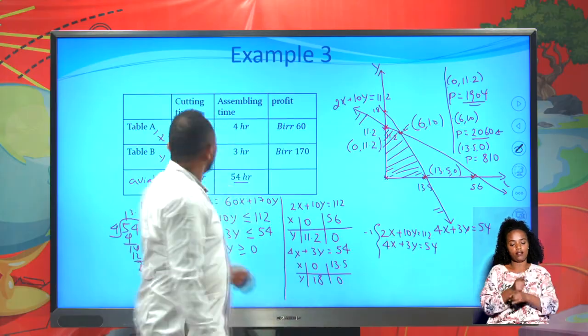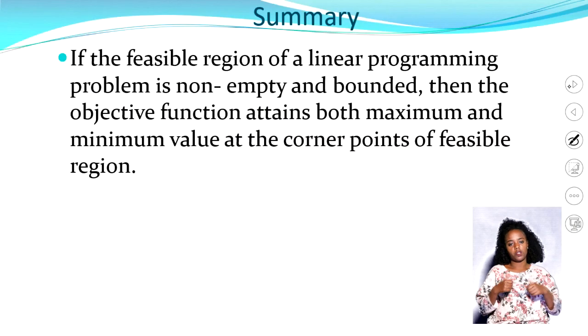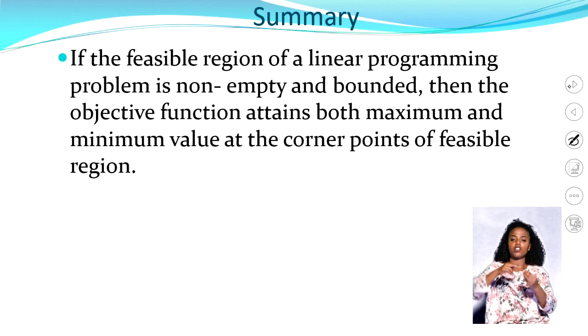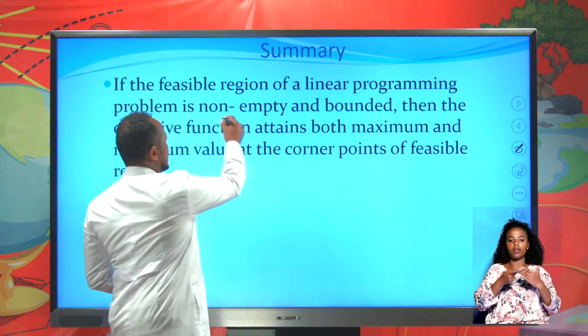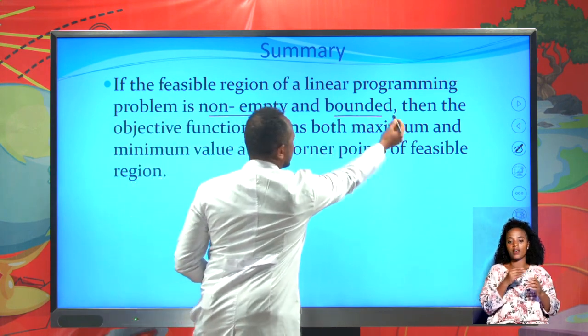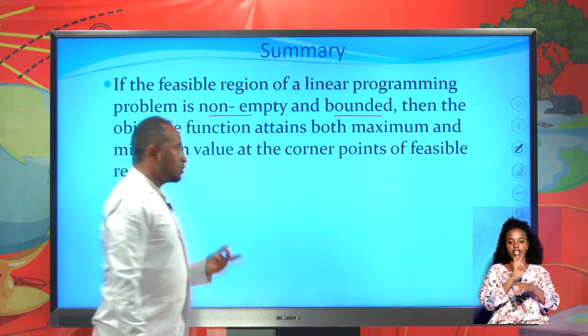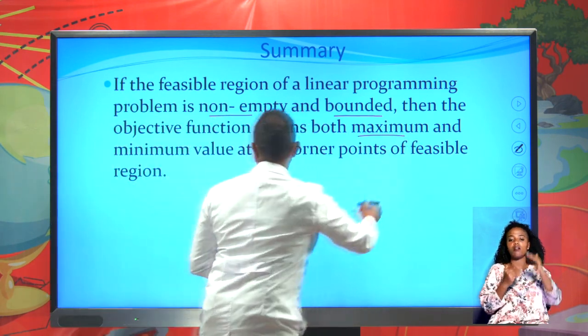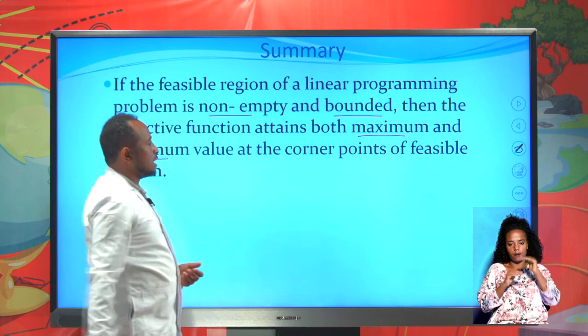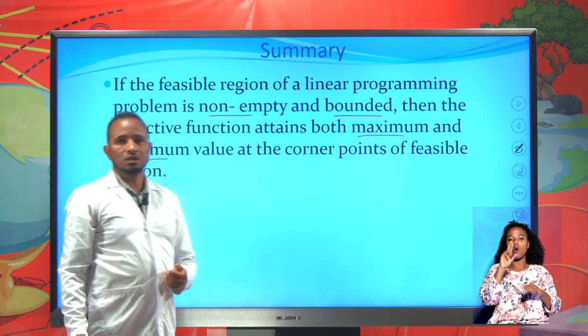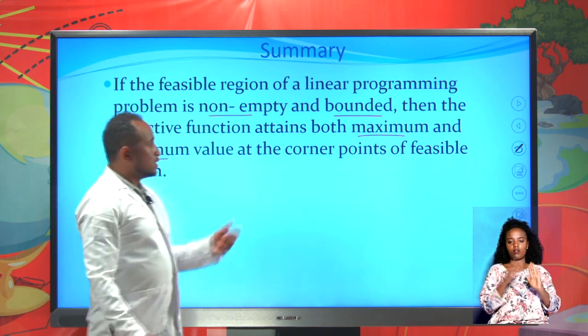Now let's continue. Okay, to summarize what we have seen today: if the feasible region of a linear programming problem is non-empty and bounded, then the objective function attains both maximum and minimum values at the corner points of the feasible region. This is it.